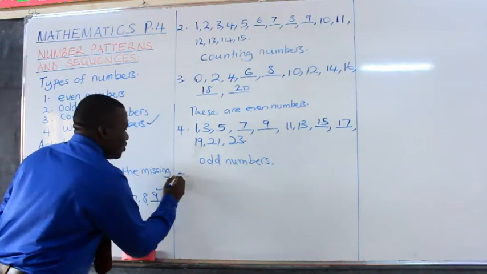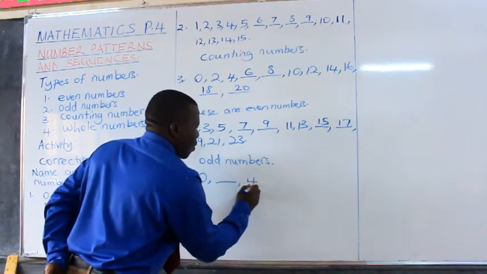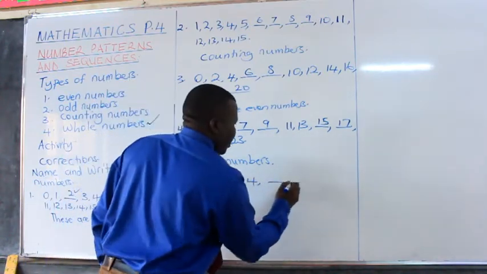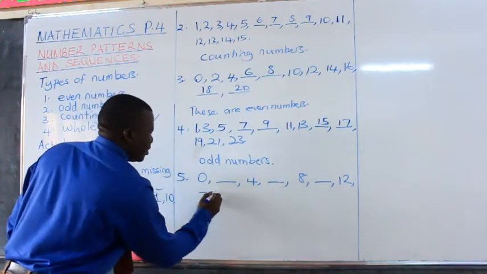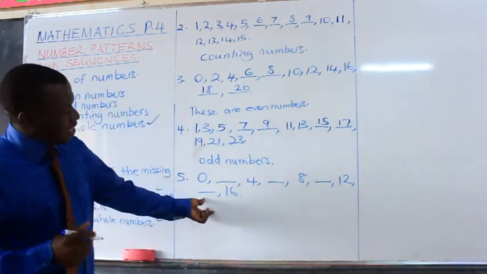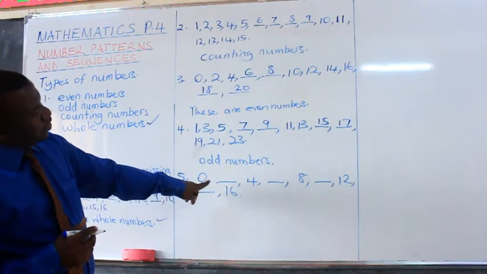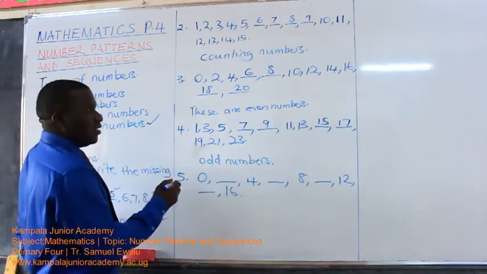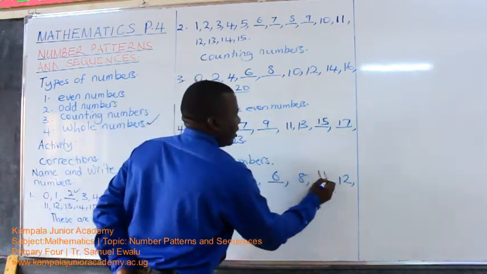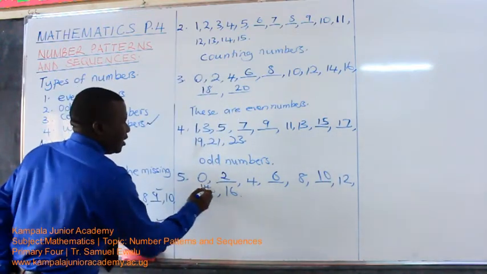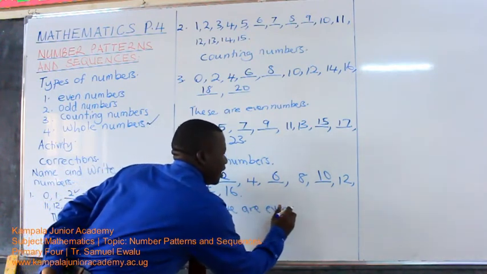Then we went to the last. Our last number was 0, dash, 4, dash, 8, dash, 12, dash, 16. So which type of numbers are these? From 0 we move to 2, so these are still even numbers. You have 2, 4, 6, 8, 10, 12, 14, and then 16. These are even numbers.